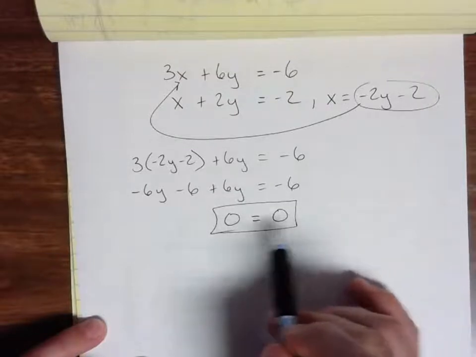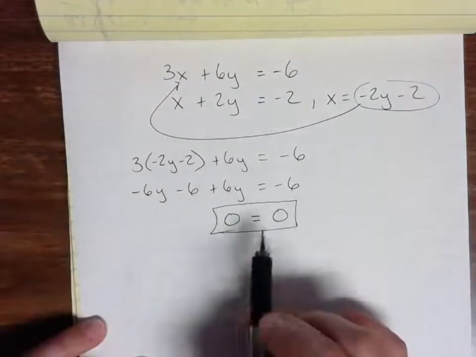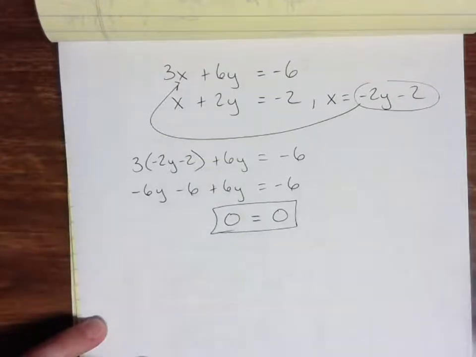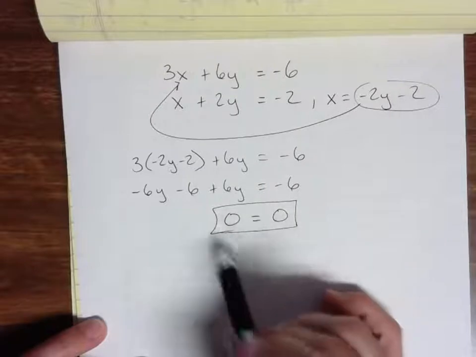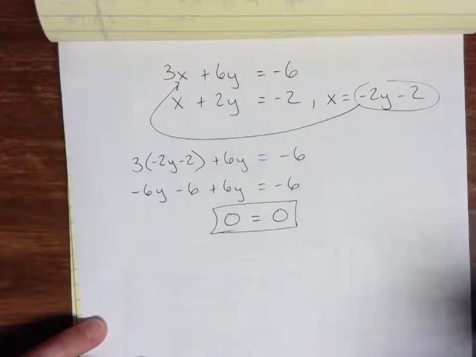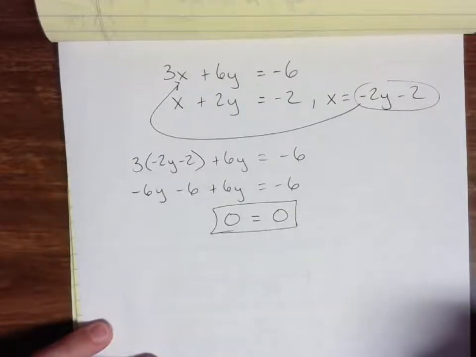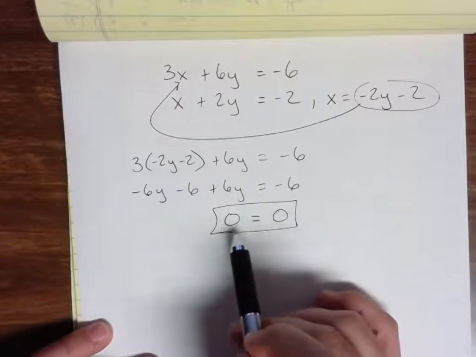Well, 0 equals 0 is true. So when we run into something like that, that tells us that there's actually an infinite number of solutions, or this is a dependent system. So we're still not done. We are going to write an answer. The way we want to write that, though, is in terms of x. So in terms of x.